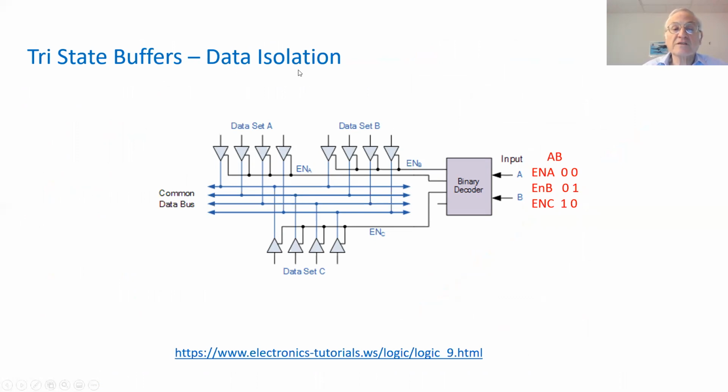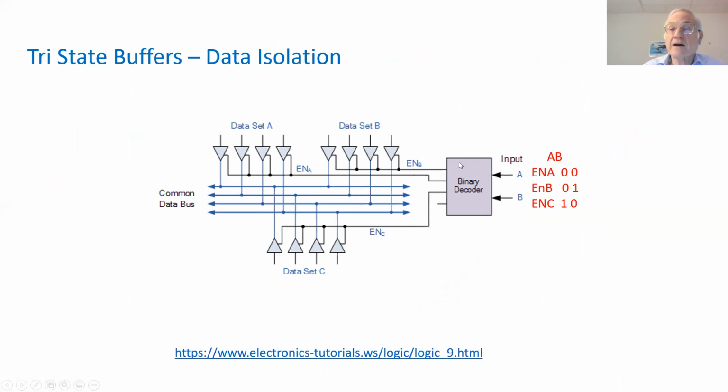Here's another example of so-called tri-state buffers. What they do is they isolate the data. We have a data set coming in here on this port, another data set on this port, another data set on this port. They're all connected to the same bus. They have a common bus.